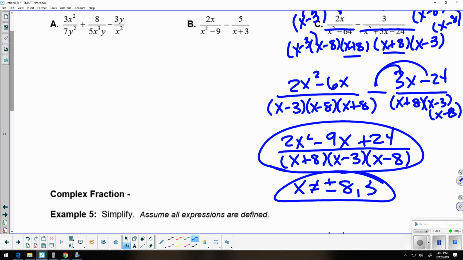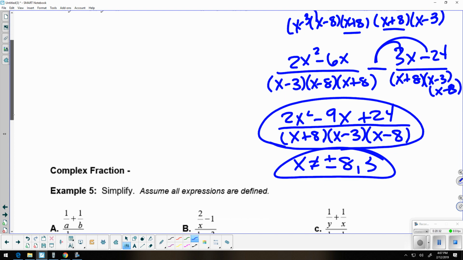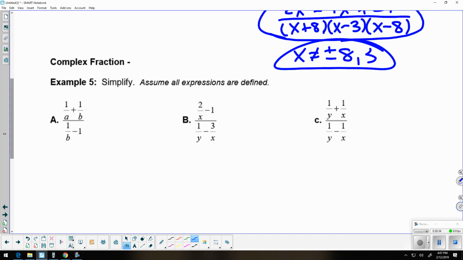Okay. Last one's now complex fractions. It says to simplify and assume all expressions are defined. So I'm going to break this up kind of into 3 problems altogether. The top part first, so let's just deal with this. Ignore everything else for right now. Let's just add these 2 together.